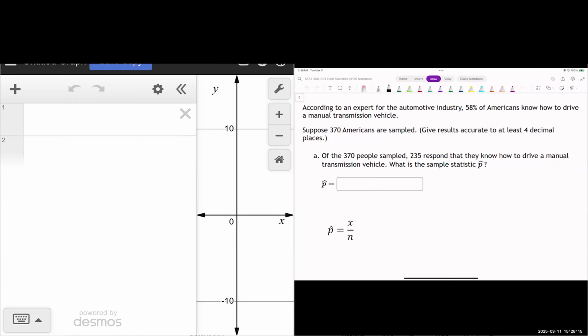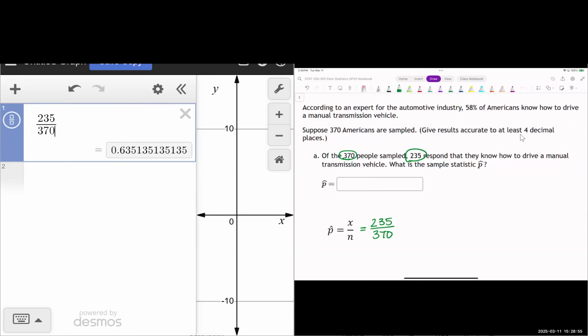So the formula for p hat is x over n, where x is the number in our sample that possess some given characteristic. So in this case, that's the 235 who said that they know how to drive a manual transmission vehicle, and n is the sample size. So in this sample, that's 370.